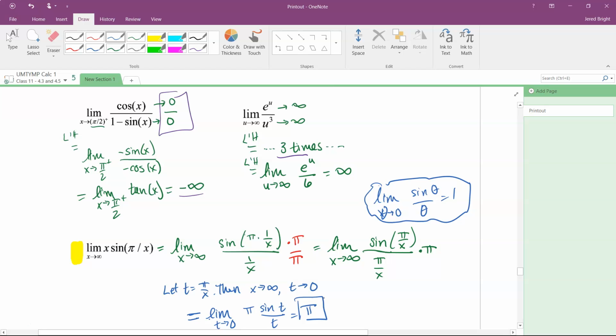Okay, so we got some practice with L'Hopital's rule by verifying a certain indeterminate form. We're going to get more practice in the upcoming video, but the big takeaway from this one is, yes, you can use L'Hopital's rule. You don't always need to.